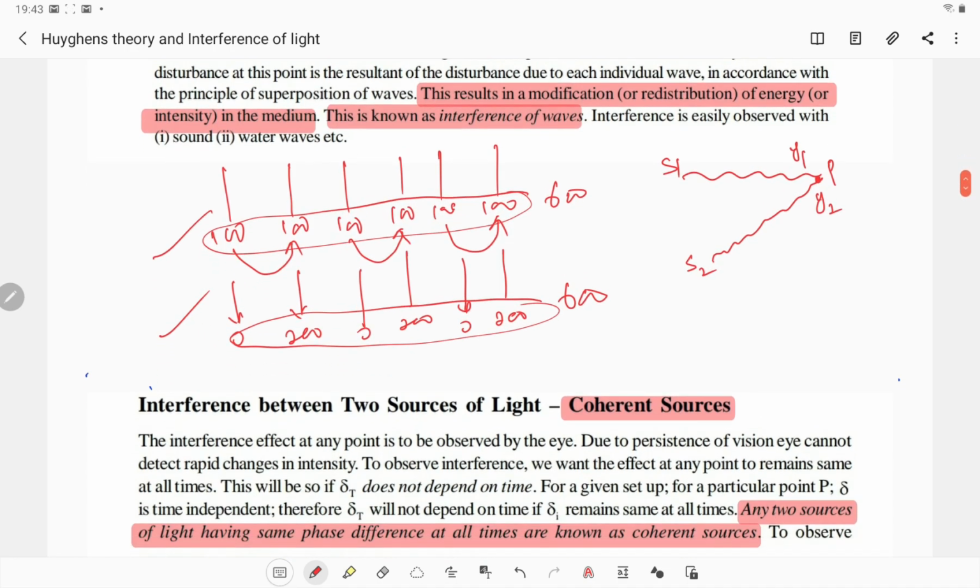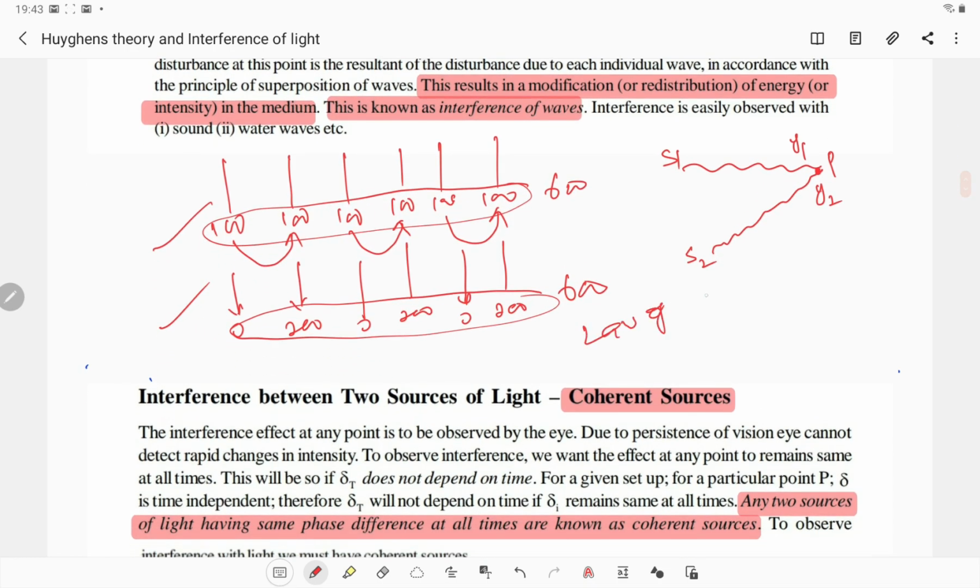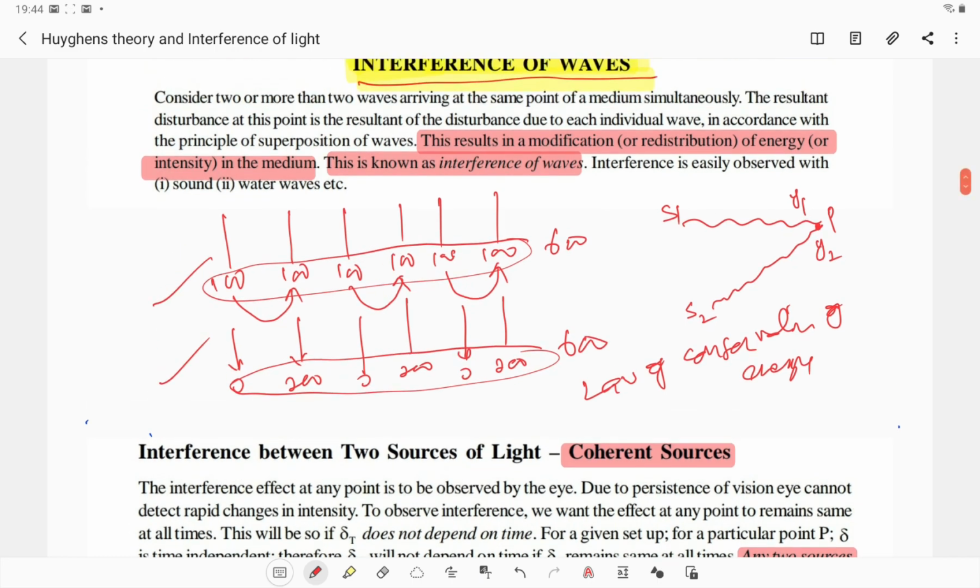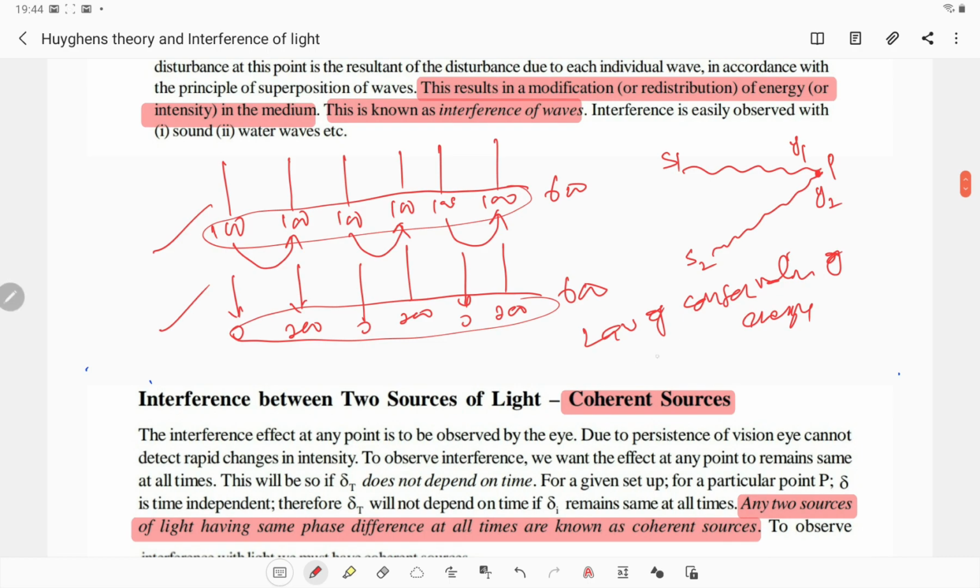Therefore interference obeys the law of conservation of energy. So, a very important point: interference is a direct consequence of the law of conservation of energy. Interference is nothing but when two waves are superimposed, in the region of superposition, modification or redistribution of energy or intensity can take place. This phenomenon is nothing but interference.